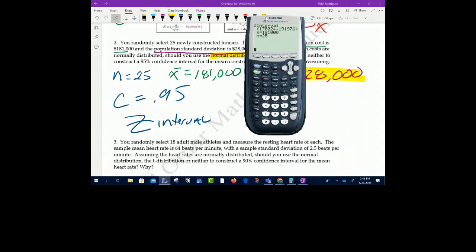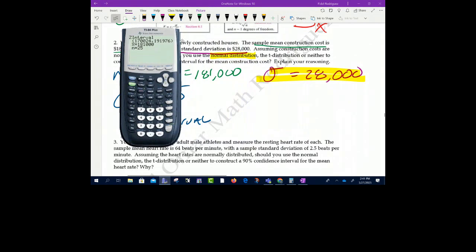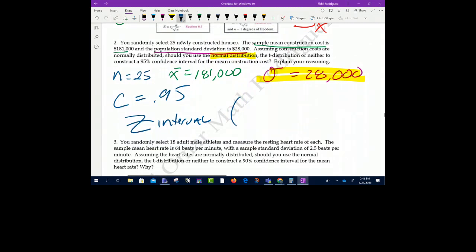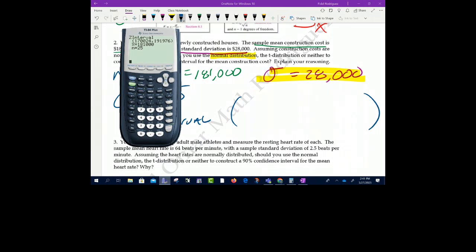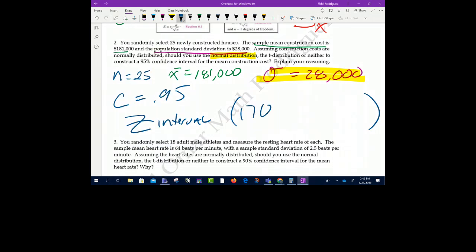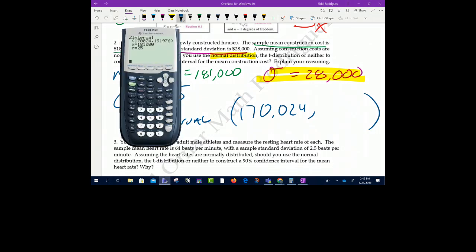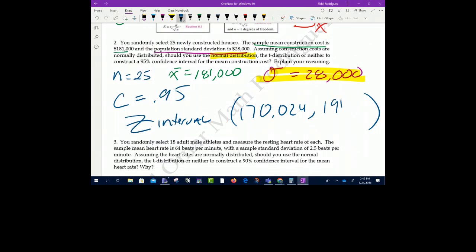All righty. Here we go. So y'all, I'm going to do this. Boom, boom. 170,024 all the way to 191,976. So what we're saying, y'all, again, just to make sure everybody's clear, we're saying that if we took all the houses and found the average price of all the houses, we're 95% sure that it's going to be between those two numbers. That make sense? All right, good.